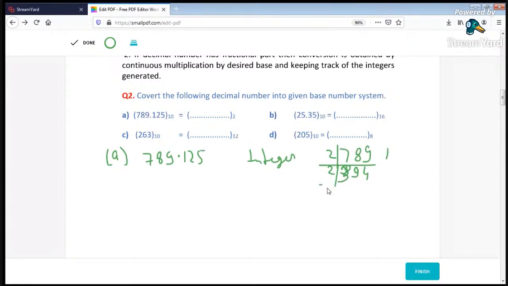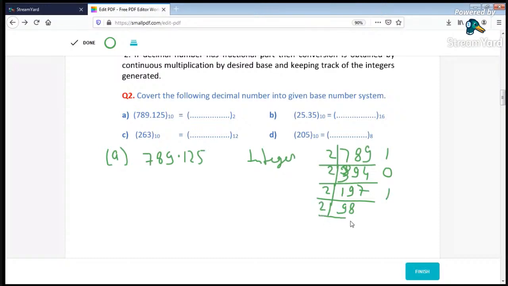Now next, again this 394 divided by 2. 2 1s are 2, 2 9s are 18, and remainder 1, 2 7s are 14. So the remainder here is 0. You note down after each division these quotient values, and on the right side we will write the remainders. So now divide 197 by 2. 2 9s are 18, remainder 1, 2 8s are 16. So finally the quotient value will be 98 and the remainder will be 1.